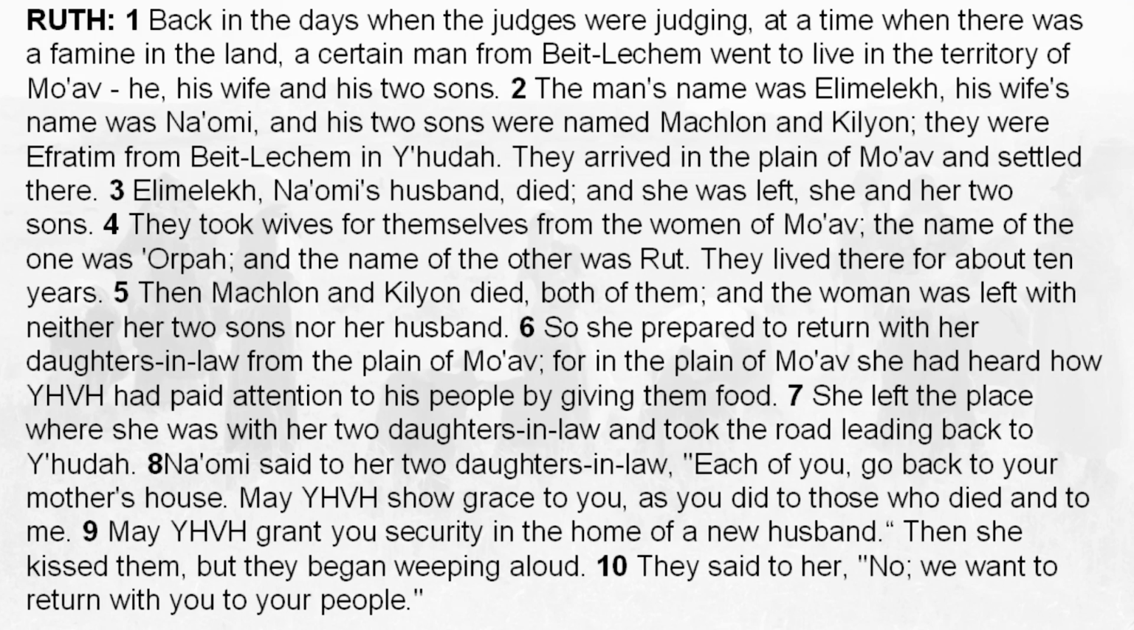Back in the days when the judges were judging, at a time when there was a famine in the land, a certain man from Bethlehem went to live in the territory of Moab. He, his wife, and his 2 sons. The man's name was Elimelech. His wife's name was Naomi, and his 2 sons were named Machlon and Kilion. They were Ephraimites from Bethlehem in Judah. They arrived in the plain of Moab and settled there. Elimelech, Naomi's husband, died, and she was left, she and her 2 sons.